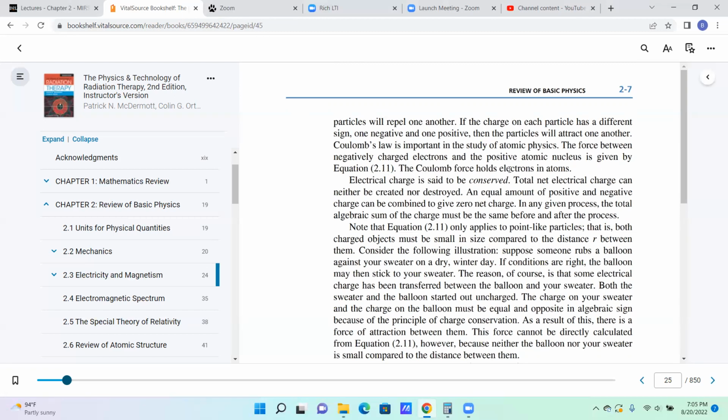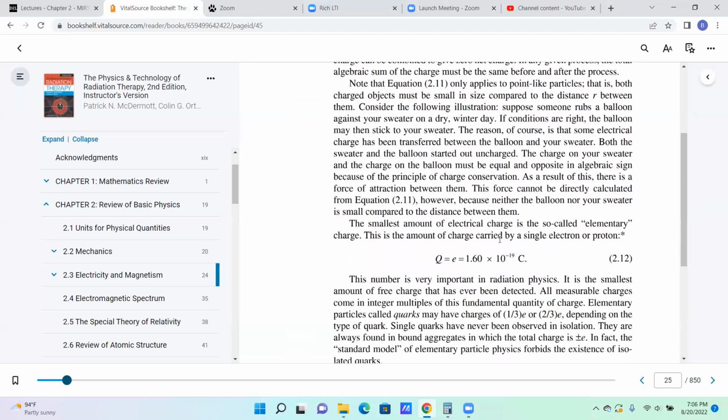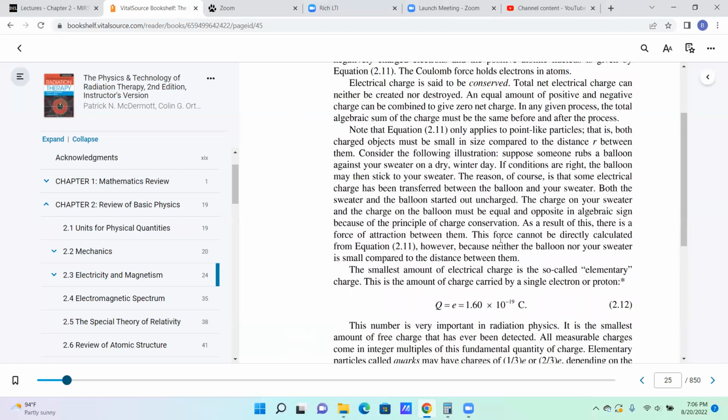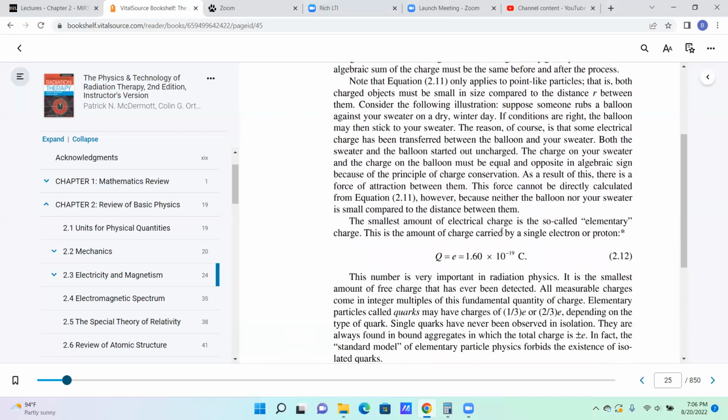So the Coulomb force holds electrons in the atoms. The electrical charge is said to be conserved. So total net electrical charge can neither be created nor destroyed, somewhat like the conservation of energy. An equivalent amount of positive and negative charge can be combined to give zero net charge. The total algebraic sum of the charge must be the same before and after the process. In other words, how much charge you had before is going to be the same as what you ended up after. That's total net.